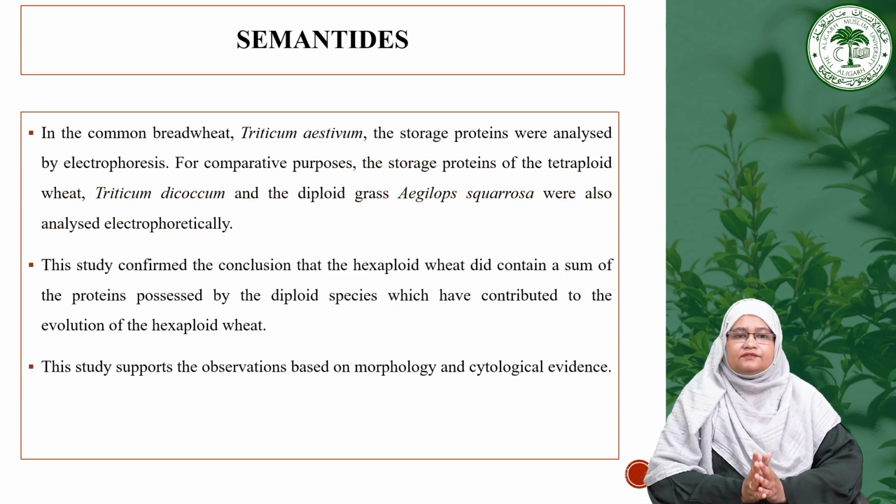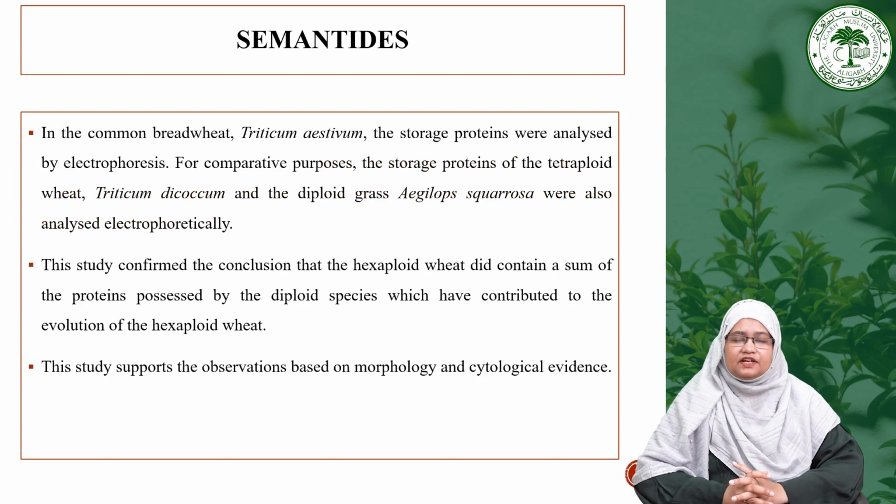And if we see the common bread wheat, that is Triticum aestivum, the storage protein was analyzed by electrophoresis. For comparative purposes, the storage protein of the tetraploid wheat, Triticum dicoccum, and the diploid grass Aegilops squarrosa were also analyzed electrophoretically. This study confirmed the conclusion that the hexaploid wheat did contain a sum of protein possessed by the diploid species, which have contributed to the evolution of this hexaploid wheat variety.